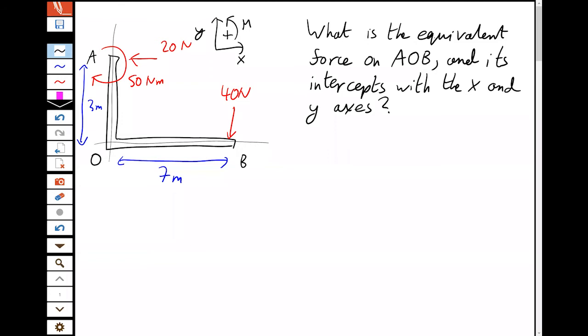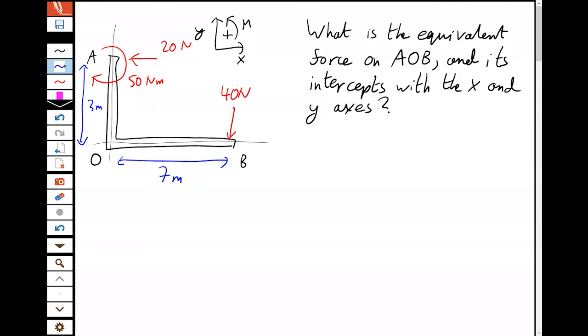Let's do a bigger example. We've got a bent member, AOB, with some forces and moment on it. What is the equivalent force on AOB and its intercepts with the x and y axes? So this time they've explicitly asked for the intercepts, but we do it the same as we did before. We find the equivalent moments around the origin, the equivalent forces, and then we use the equation to find the intercepts.